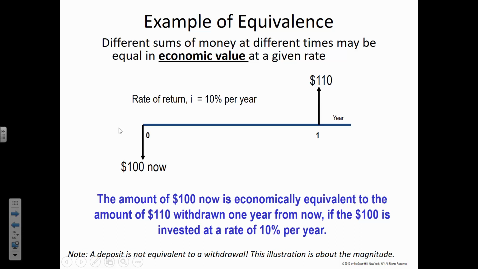Any questions so far about economic equivalence? Yes? When you're making a cash flow diagram for something, where you're given essentially the equivalent amounts given inflation, would you make those two arrows the same size, or would they be different sizes? Good question. Like the quantity or the value?